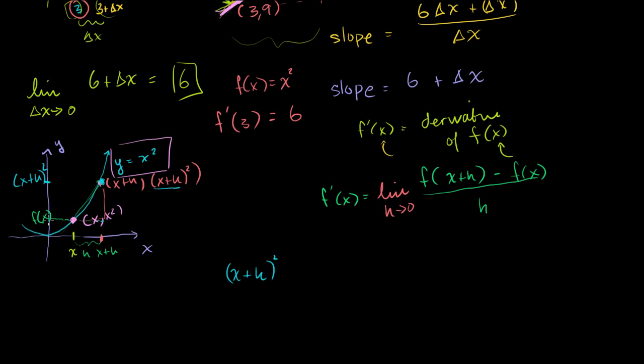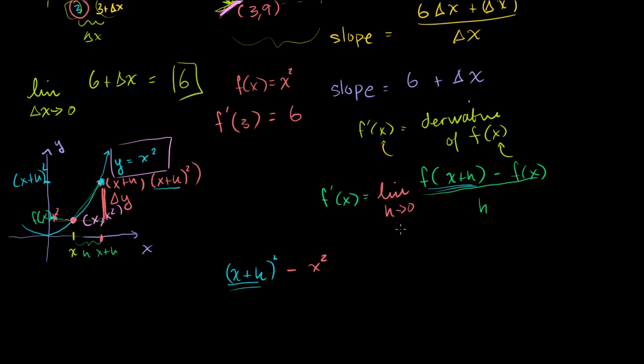And then what's this value? f of x right here, I know it's getting messy, is equal to x squared. If you take your x and evaluate the function at that point, you're going to get x squared. So it's equal to minus x squared. This is your change in y. That's this distance right there.